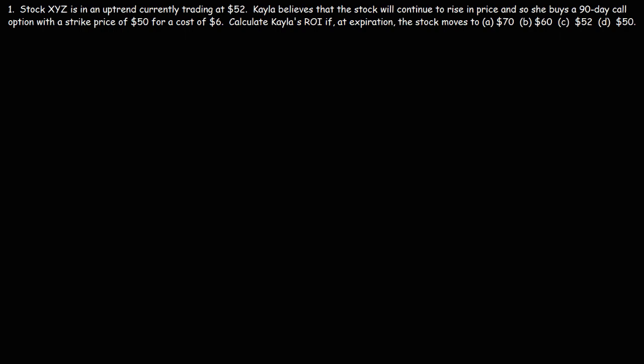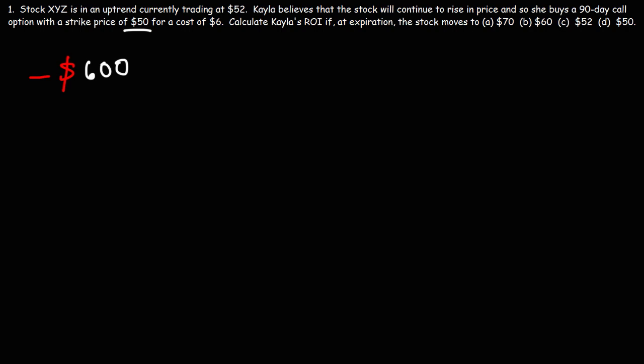So first, let's talk about what is a call option. A call option is a contract that gives the owner the right to buy a stock at the strike price. So Kayla can buy the stock at $50 during any of the 90-day period while the call option is active. Now keep in mind, one call option contract controls 100 shares. So the amount of money that Kayla is spending on this contract is $6 times 100 shares. So when she buys this, her account will decrease by $600.